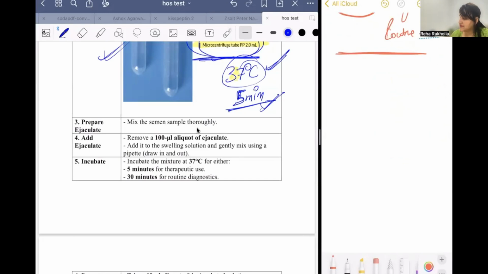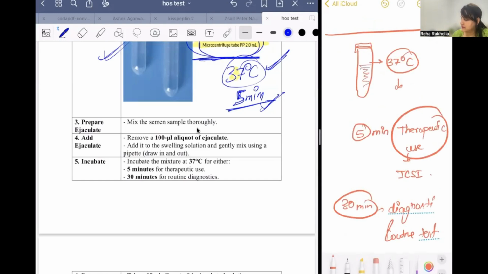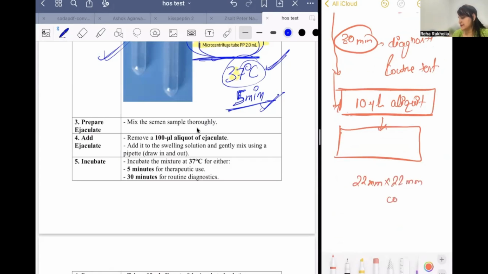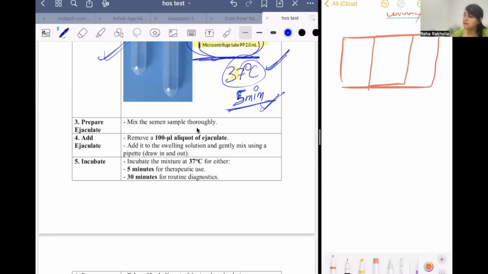Now we have to prepare a slide. We take 10 microliter of liquid from the incubation solution, place it on a clean glass slide, and cover it with a 22 mm by 22 mm cover slip. This ensures the sample is flat and easy to observe under the microscope. Now we prepare one replicate slide. Remix the semen sample and repeat the above steps to create another slide. This provides a backup or control slide.